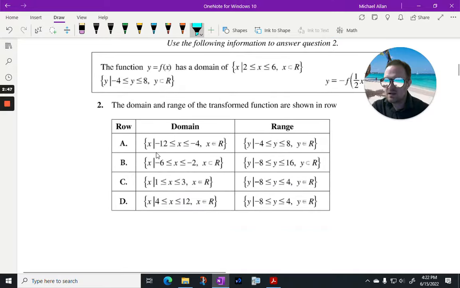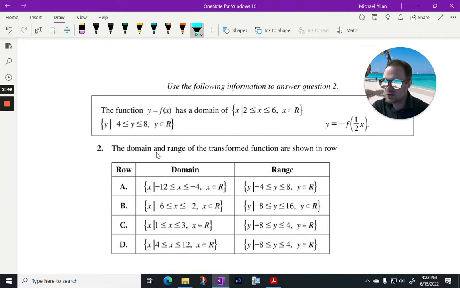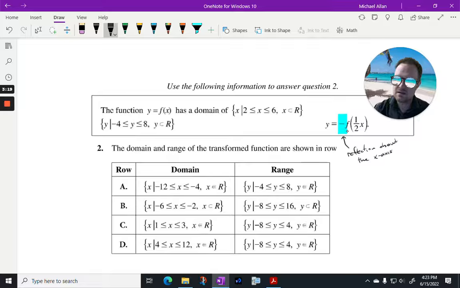Okay. So my next one here, again, we've got another transformation question, but this time they just give us a bunch of ranges and domains. We just have to figure out what are these transformations over here? What do they actually do to the domain and range? Okay. So this part, that reflection, so this is a reflection over or about the x-axis. This affects the y values, right? So it's going to flip the values of the y.